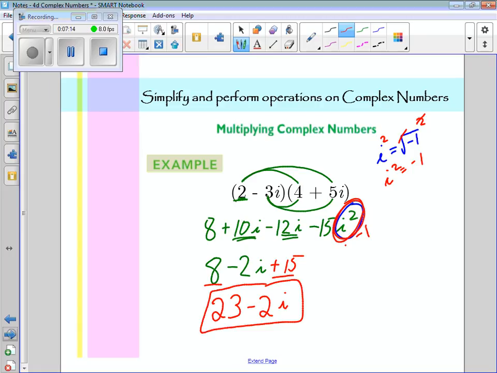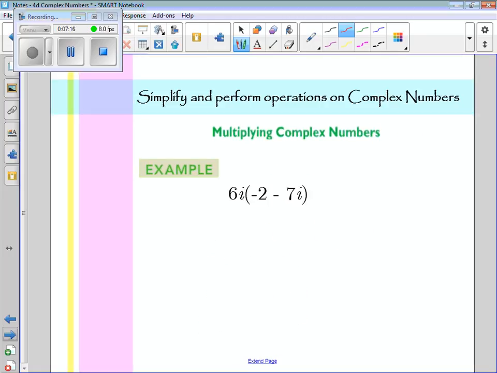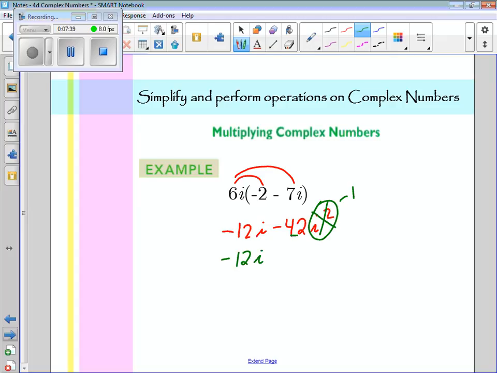So moving on, multiplying again, just the one monomial times the binomial. So negative 12i and minus 42i squared. Again, you see we have an i squared. Anytime you see an i squared, think of that as negative 1. So I'm going to replace this with negative 1. So it'll be negative 12i, negative 42 times negative 1 is positive 42. And you should always write the real number first. So positive 42 minus 12i.